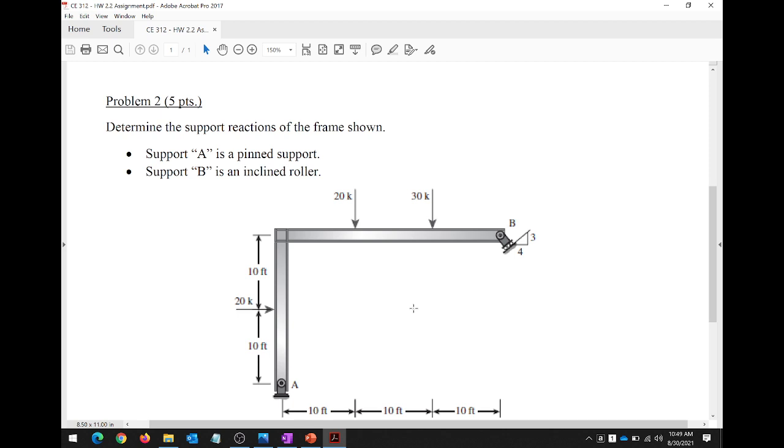If you really wanted to get crazy, you could sum moments there, where those two reactions intersect. Again, you don't have to do that. I just want to show you that. The thing is, the structure doesn't care how you do the math. The answer is the answer. You know what I mean?